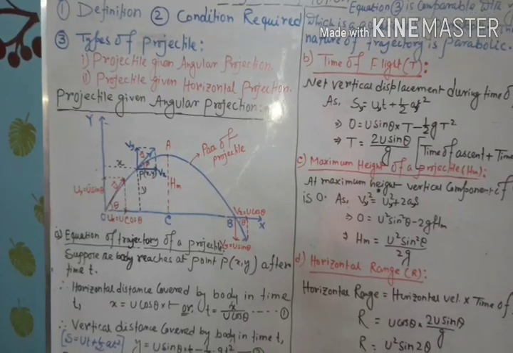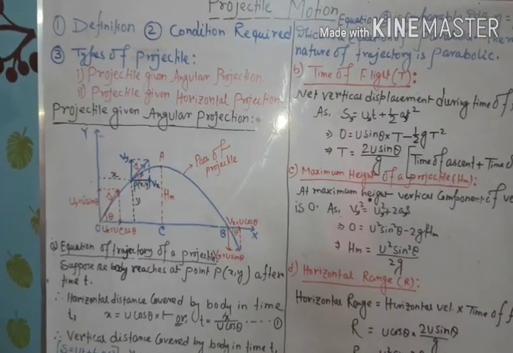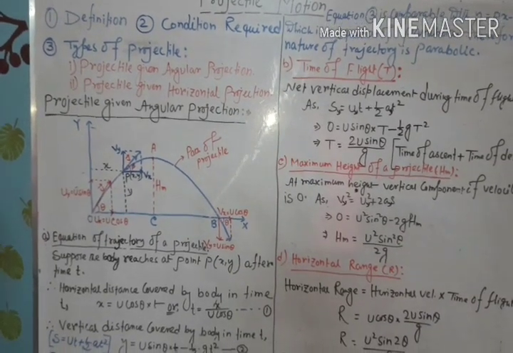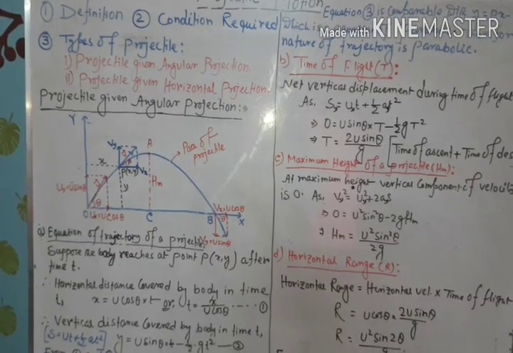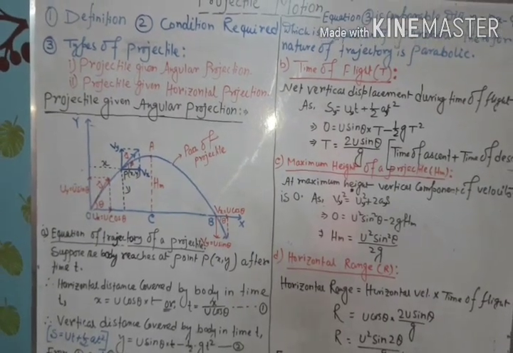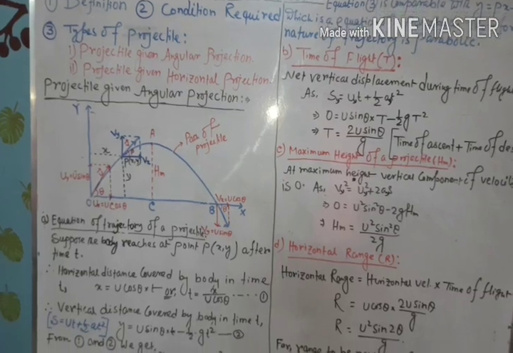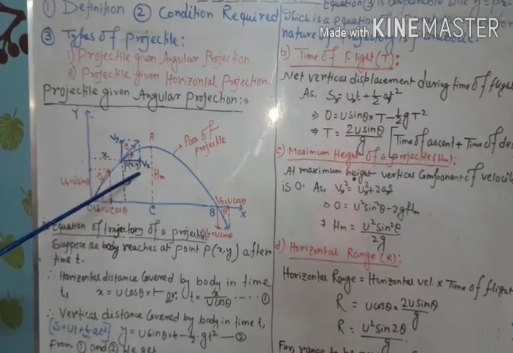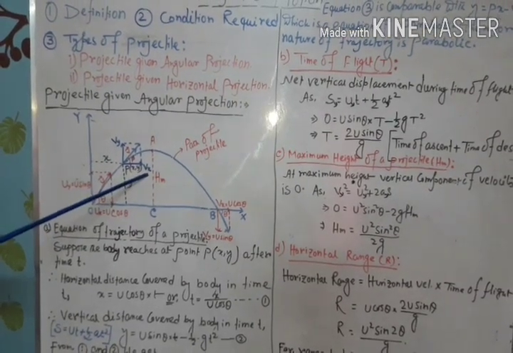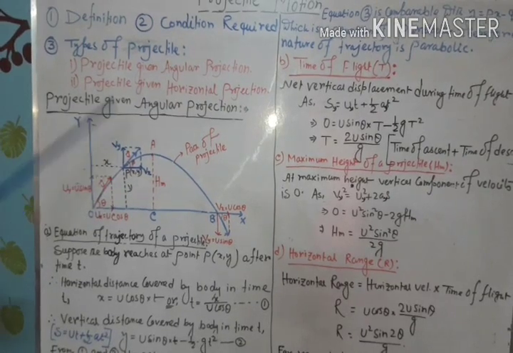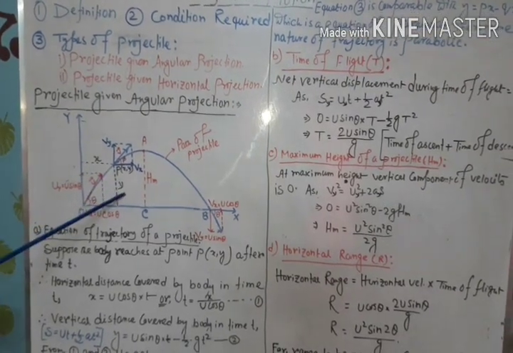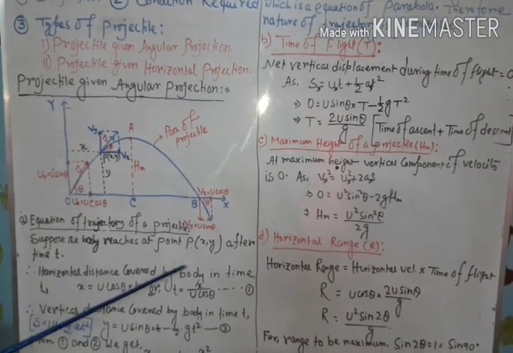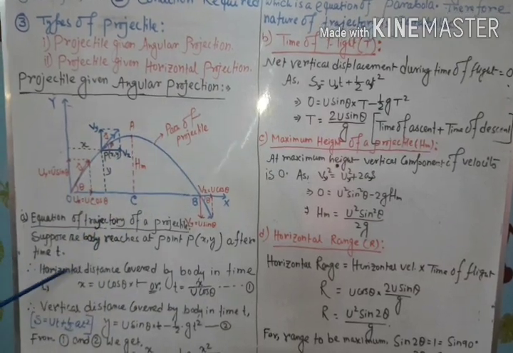First, we have to know the nature of the trajectory, meaning the nature of the path followed by the projectile during the angular projection. To know the nature, we consider that after time t, the object reached the point P having the coordinates x, y. Means in time t, the horizontal distance covered by the object is x and the vertical distance covered by the object is y.